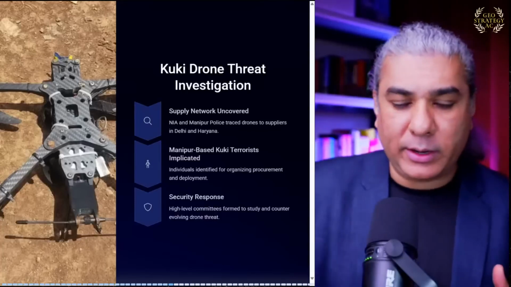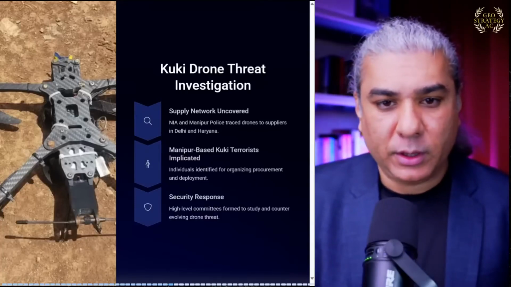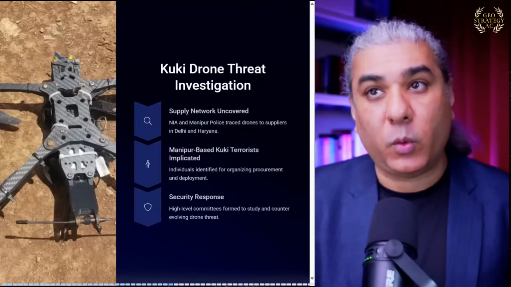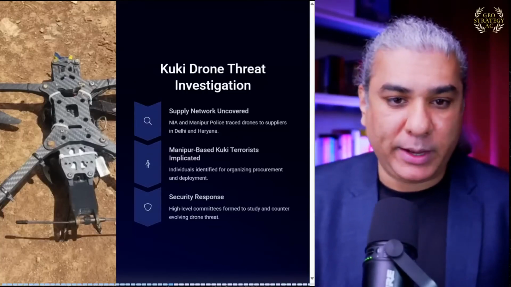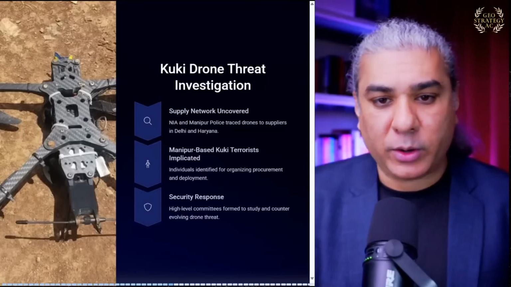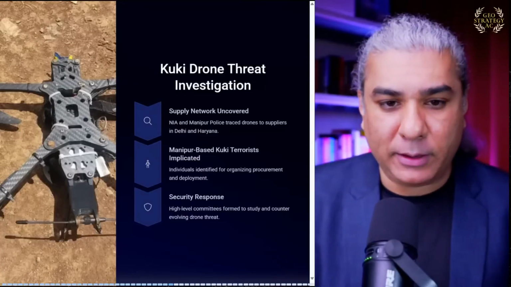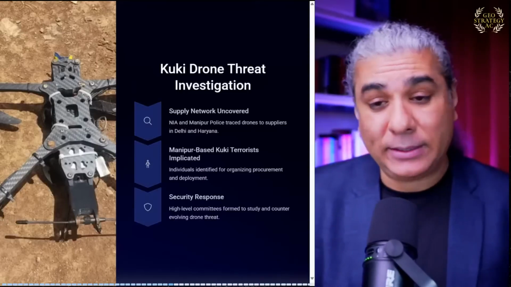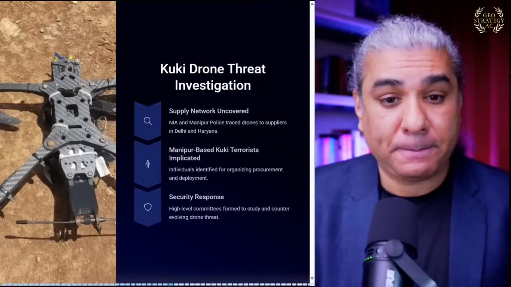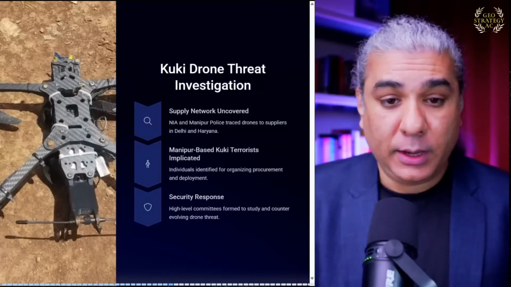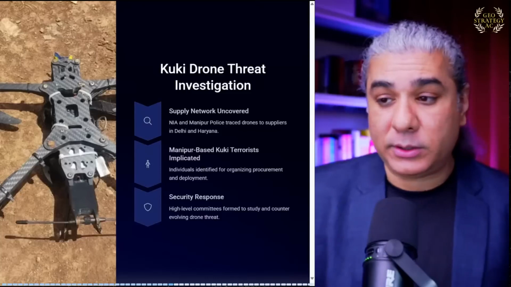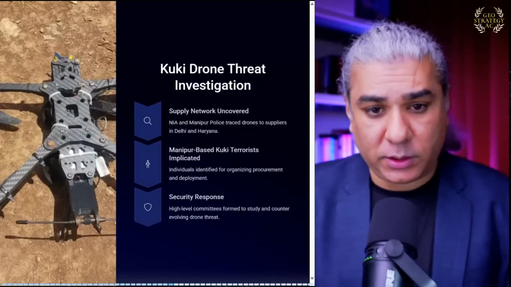Terrorists have overground and underground operatives. So various Manipur-based Kuki terrorist overground sympathizers were implicated in this, and they were organizing the procurement and deployment of these drones for use against civilians by the Kuki terrorists. And various high-level committees, etc., were formed to study and counter this evolving Kuki terrorist drone threat.